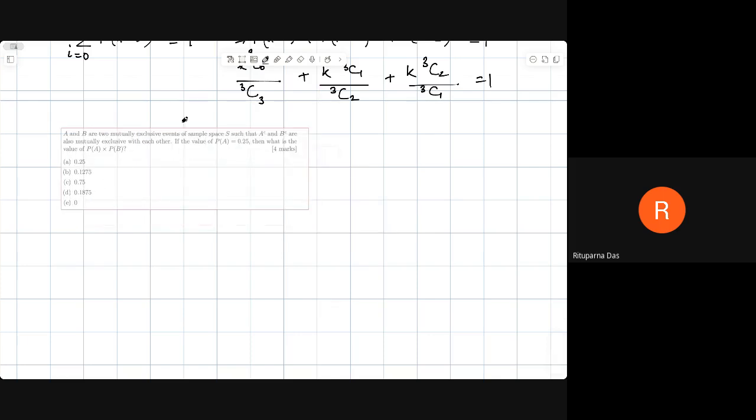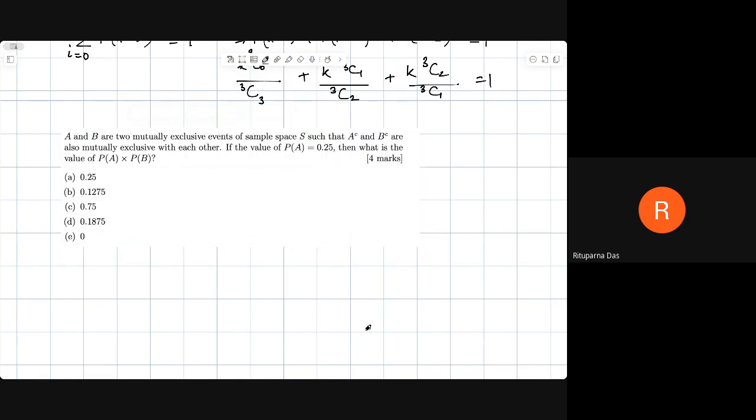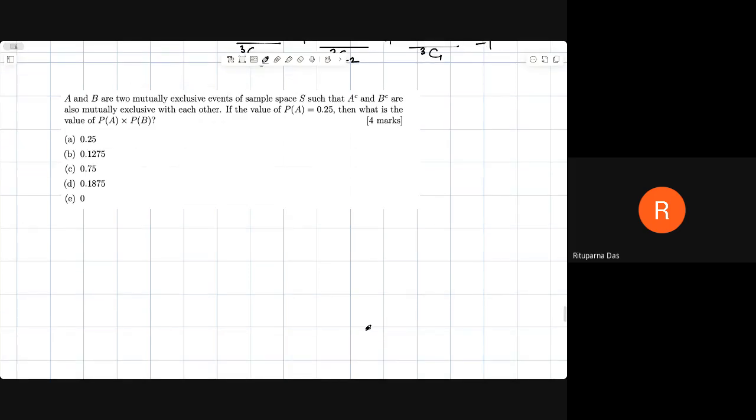A and B are two mutually exclusive events of sample space S, and A complement and B complement are also mutually exclusive. So what do we have here? We have A intersection B, mutually exclusive means phi. So probability of phi is 0.